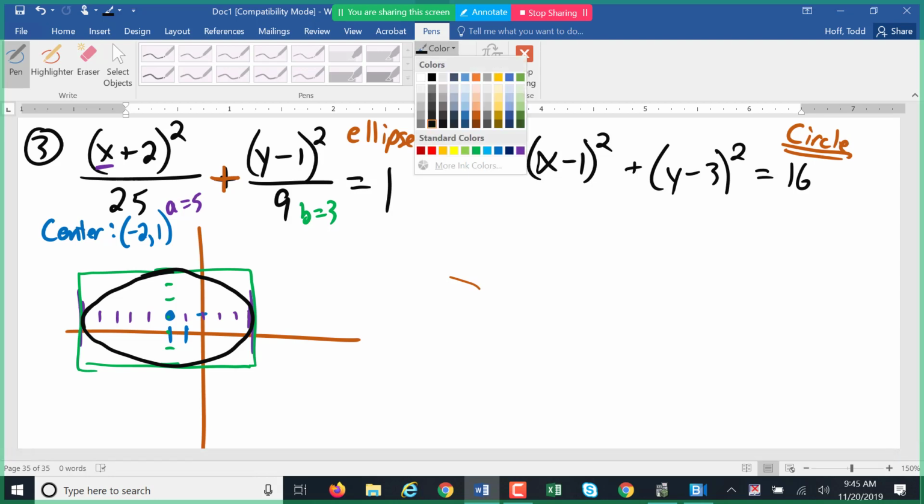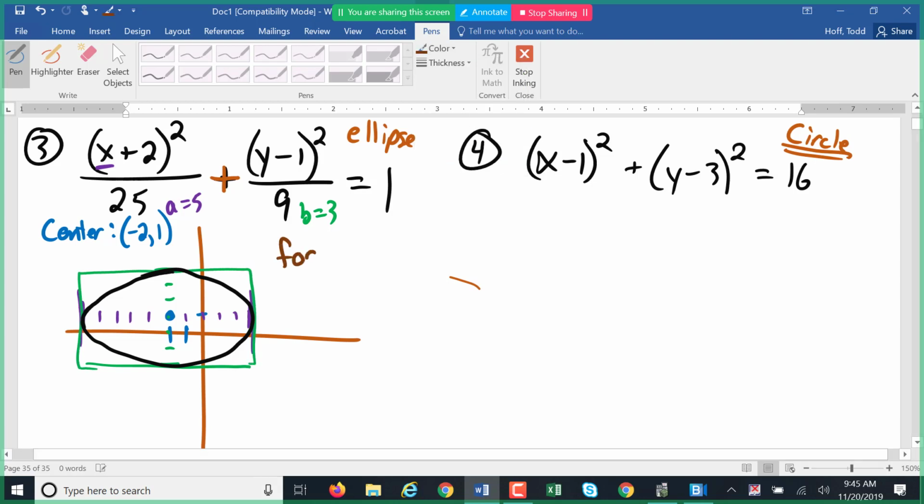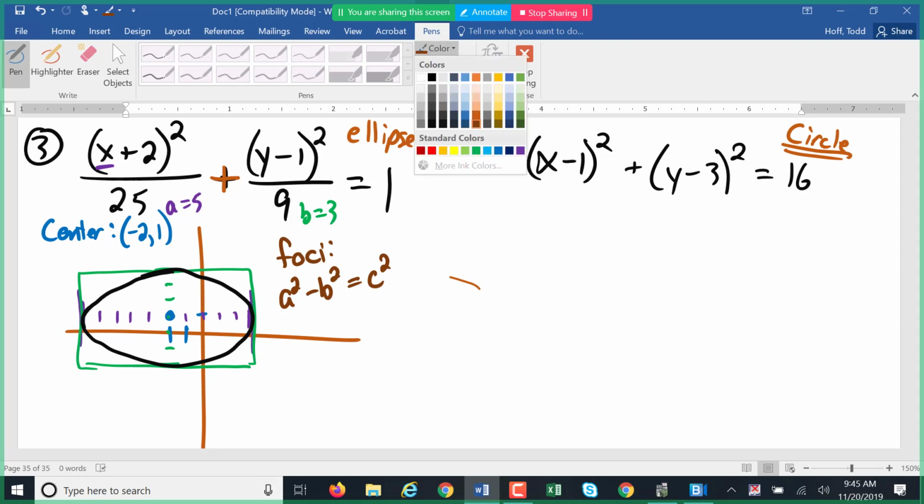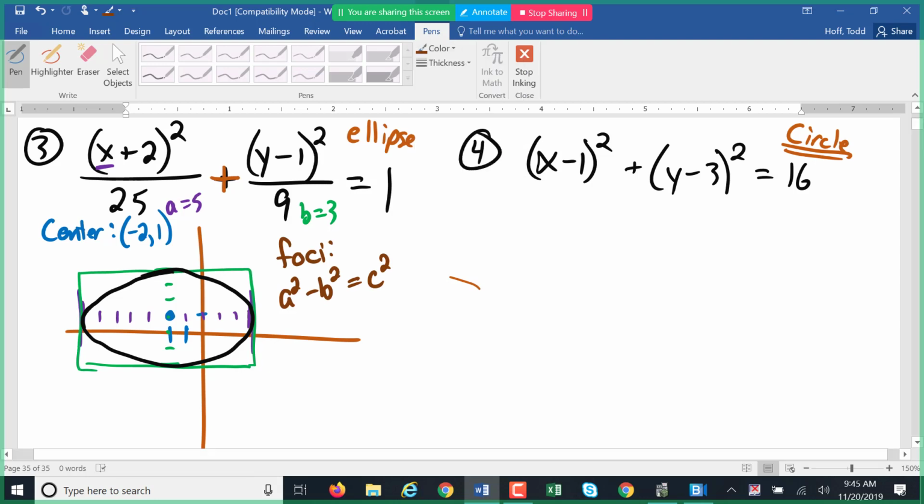Again, that's all you would need to do to graph that, but let's talk about finding the foci. For an ellipse, a squared minus b squared equals c squared. A is always the larger one, so that's the 5. A squared is 25. B squared is 9, so it's 25 minus 9 equals c squared. So 16 equals c squared. You square root that to get that c equals 4.